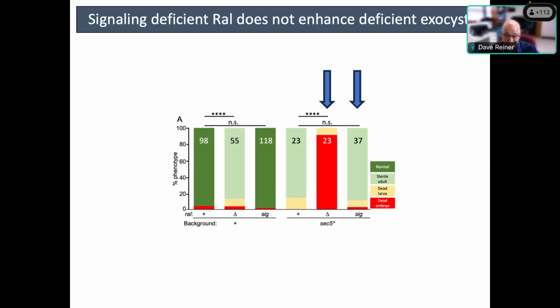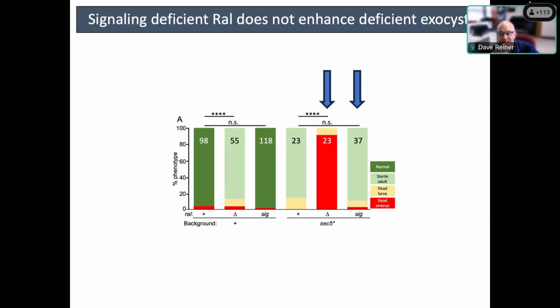Importantly, I mentioned before that deletion of RAL in Sec5, that would be column 5, is lethal. Mostly dead embryos, a few survive to hatch. But the signaling defective RAL, which is normally completely wild type and by surface or superficial inspection, actually causes no increased defect in exocytosis, even in the most sensitive reduced function background. So we don't think that this compromises exocyst function at all.